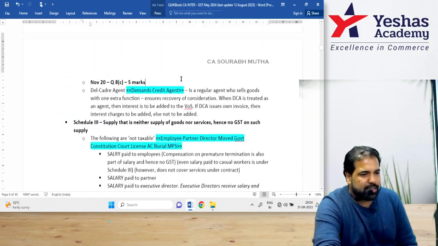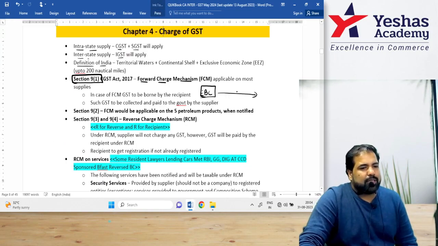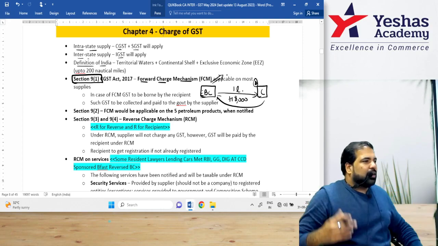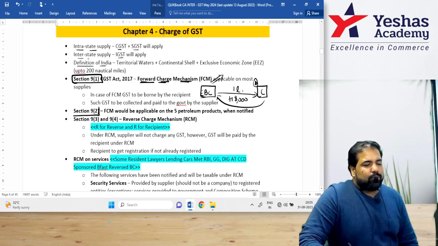I'm using the quick book. You can use your handwritten notes or any books that you have, you can refer. And this is a quick and the quickest revision on the chapter called Charge of GST. Guys, if there's an intrastate supply, what applies? CGST and SGST. In which interstate? Definition of India is not important.